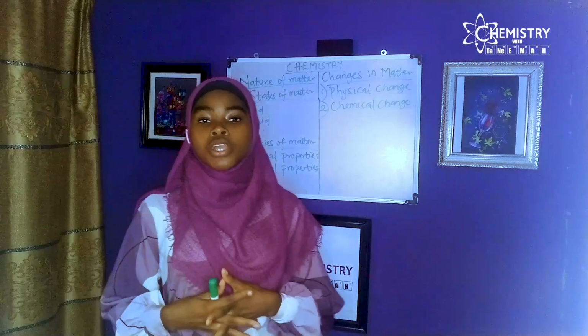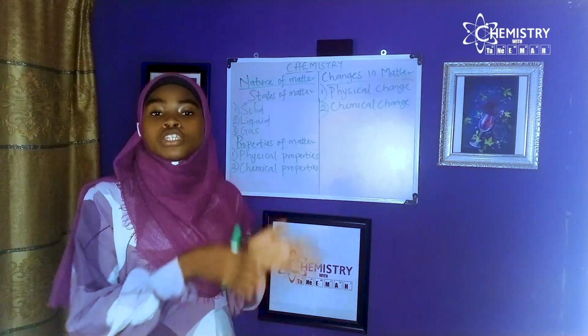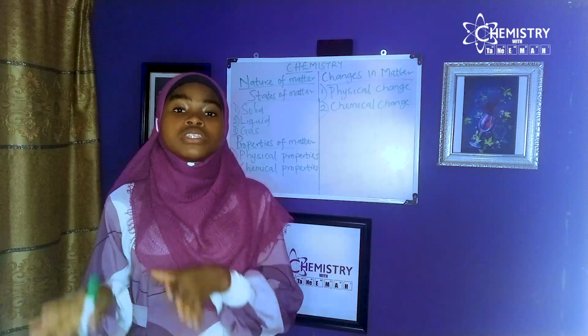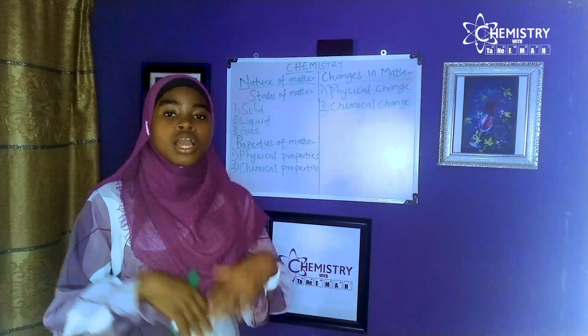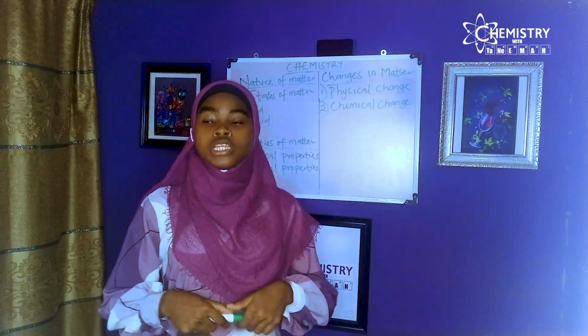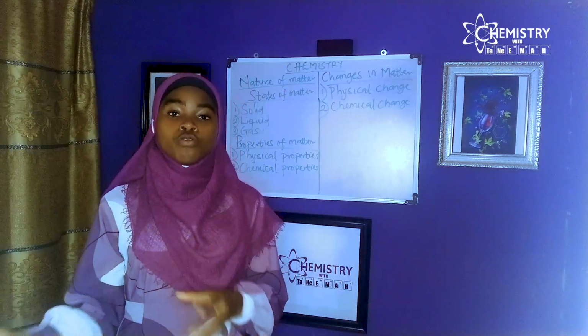So when we discuss chemical changes, they are simply the opposite of physical changes. It is a type of change which is permanent, which is not easily reversible, and it results in the formation of new substances. An example is the burning of wood.